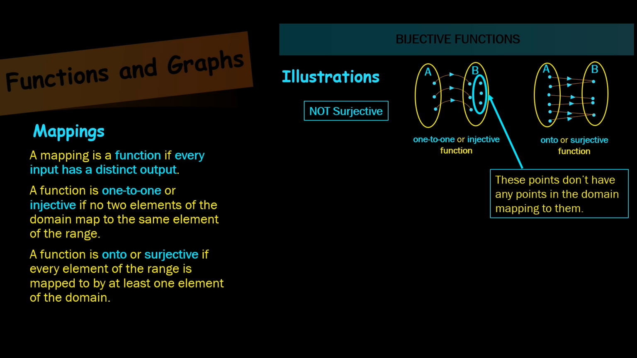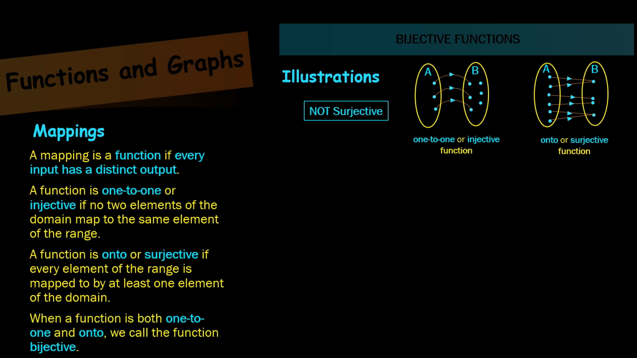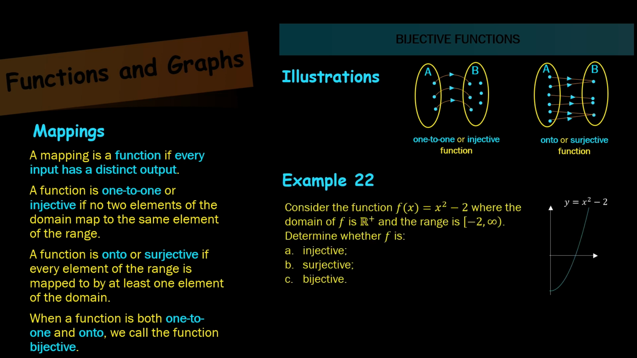Finally, we can now define a function which is bijective. When a function is both one-to-one and onto, we call the function bijective. Let's now take a look at an example. Pause the video and have a go. Press play when you're ready to view the solutions.